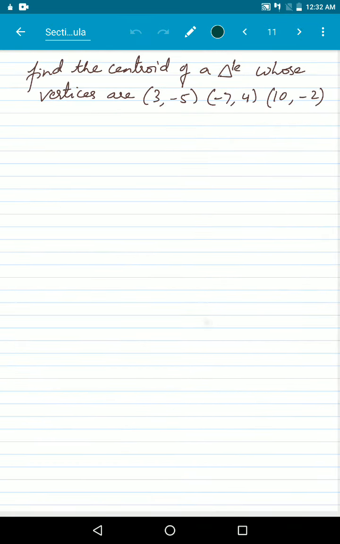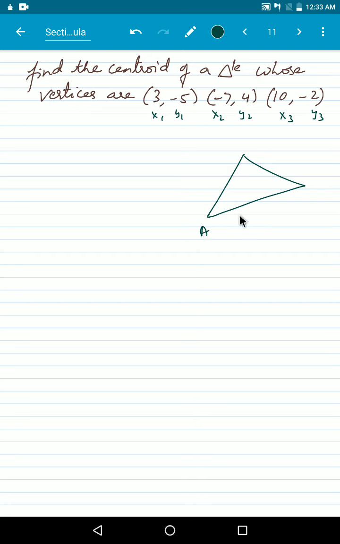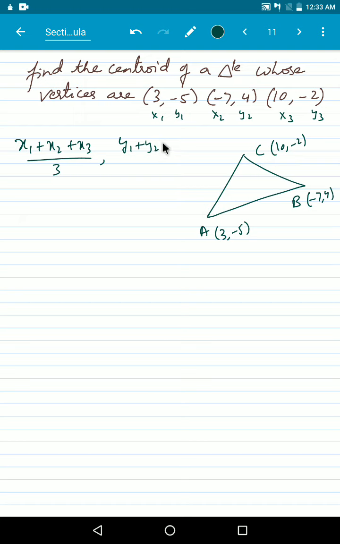Alright, now let us solve this problem. Find the centroid of a triangle whose vertices are given. So this is (x1, y1), (x2, y2), (x3, y3). If you want, draw a small diagram with A, B and C. A is (3, minus 5), B is (minus 7, 4) and C is (10, minus 2). Centroid means addition of all these. Just now we derived the formula: (x1 plus x2 plus x3) divided by 3, (y1 plus y2 plus y3) divided by 3. This will give us the centroid.